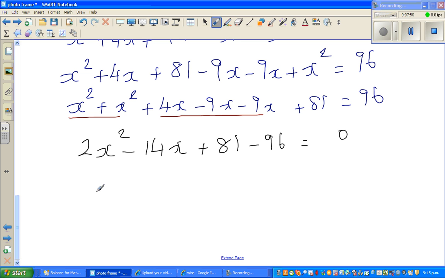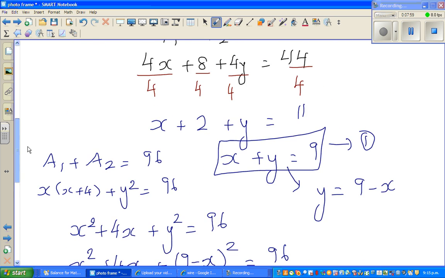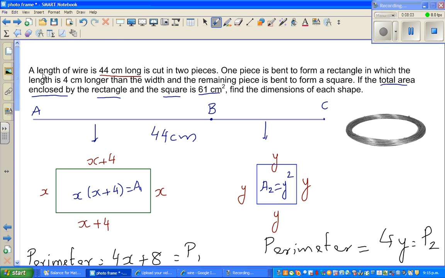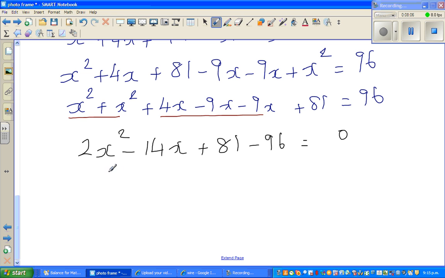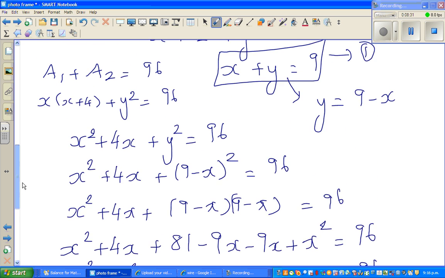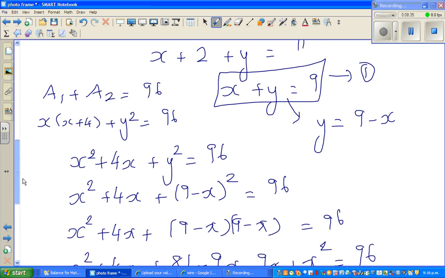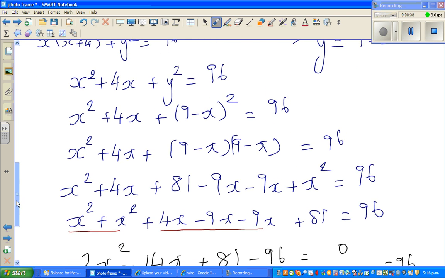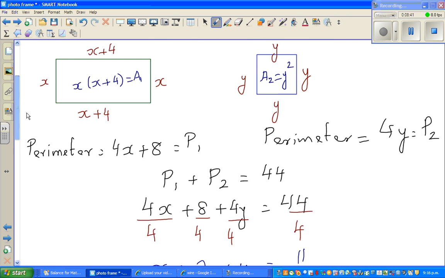So, what have I got? Okay, am I doing something wrong? Yeah, nothing seems to be wrong. So this is 2x squared minus 14x. Okay, now this is 96 minus 96 plus 81, this is 5 and this is 1 plus 15 is equal to 0. It should be something. I'm doing something wrong. I'm not sure. X squared plus 4x. Okay. Is everything fine? Oh, is equal to.